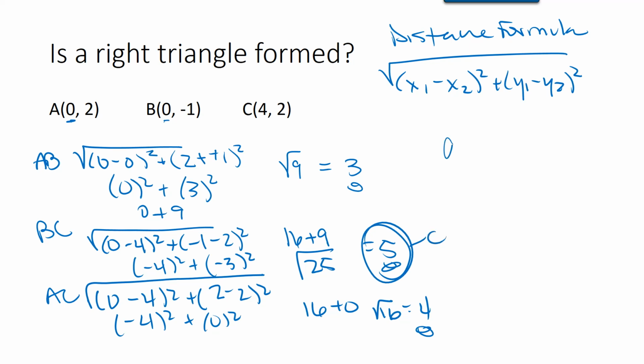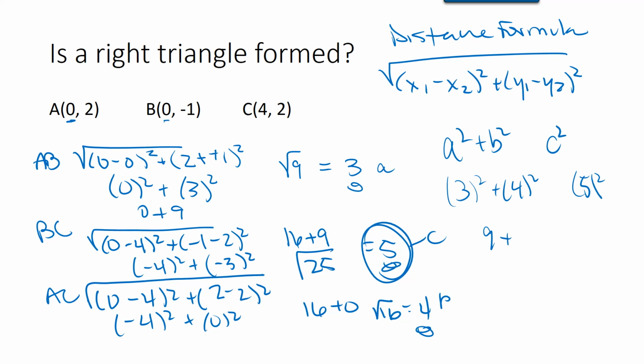We're going to check and see if a squared plus b squared does in fact equal c squared. Well, for a squared, I can use either the 3 or the 4. I'm going to go with the smaller one. 3 squared plus 4 squared. I want to see if that equals 5 squared.